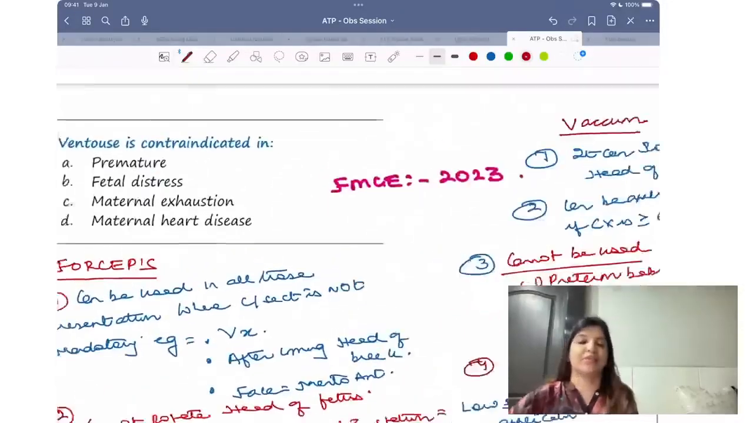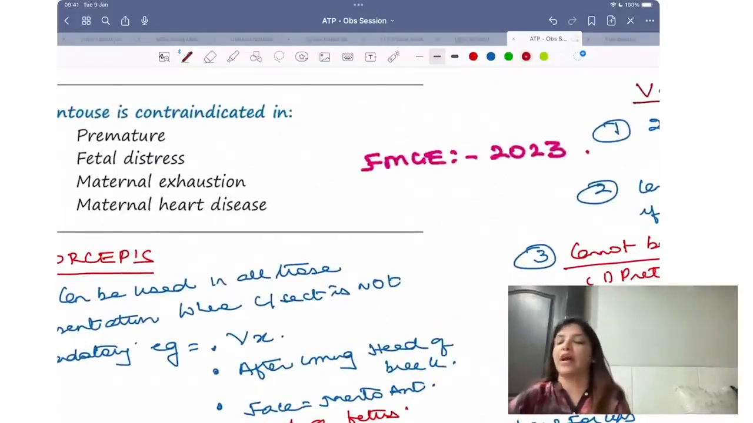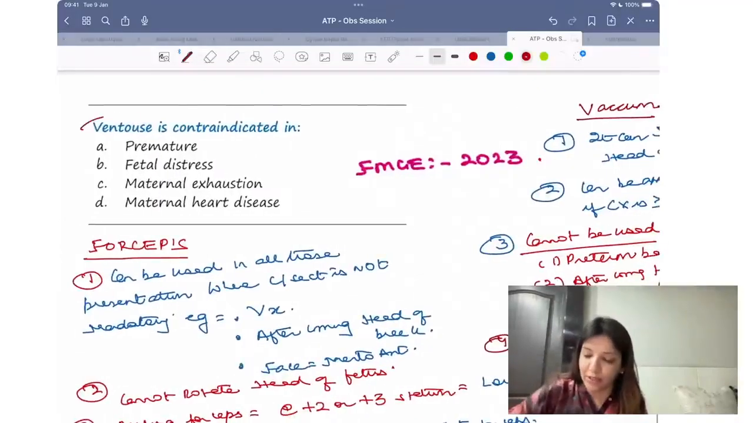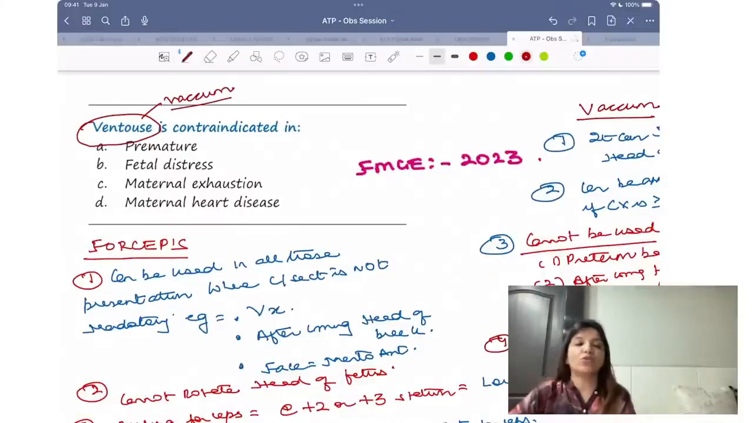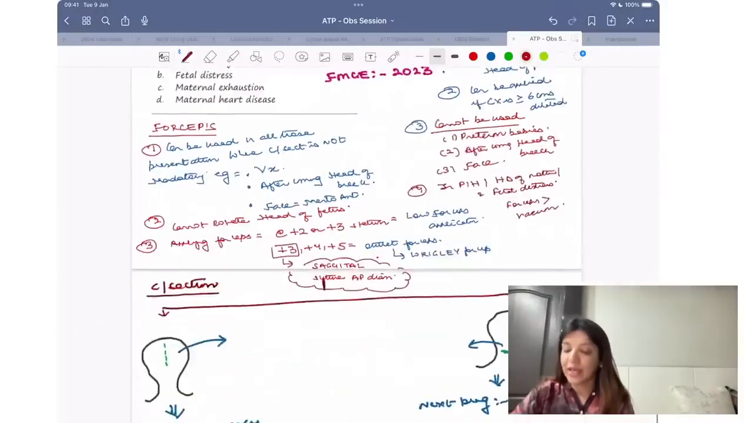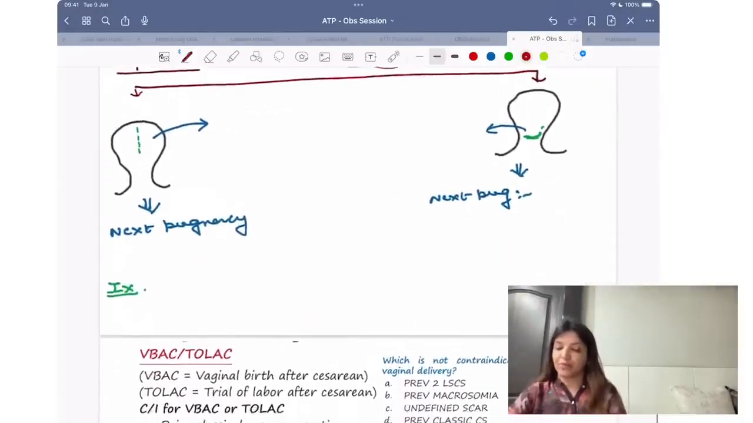Coming to your question, which was an FMGE 2023 question, that is why I have taken up forceps and vacuum in detail. Remember, ventouse is the other name for vacuum. Vacuum is contraindicated in premature babies. In maternal heart disease, I prefer forceps, but that doesn't mean vacuum is contraindicated. In fetal distress we prefer forceps, but that doesn't mean it is contraindicated. Okay. Coming to cesarean section.